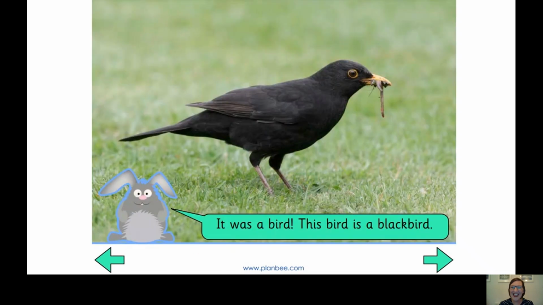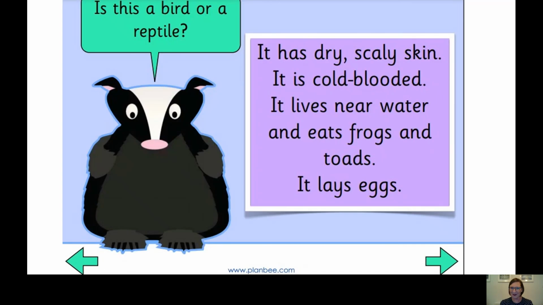You're correct. It was a bird. Now this particular bird is called a blackbird. Can you remember earlier when we thought of different types of birds? Was this one of your ideas too? Should we try another one?